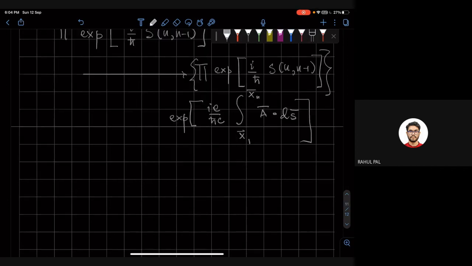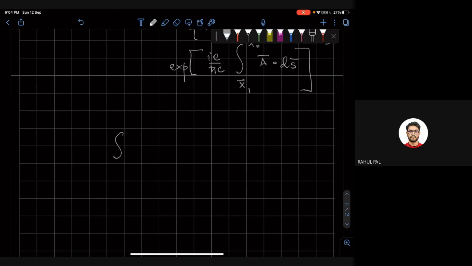So why is this independent? Because we know this from classical electrodynamics. If x1, x2 are two endpoints, and we look at a line integral between these two points, this depends only on the endpoints, right? It does not depend on what's in the middle.